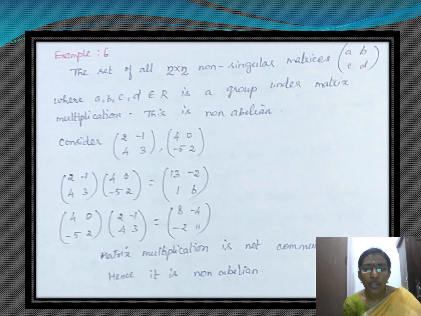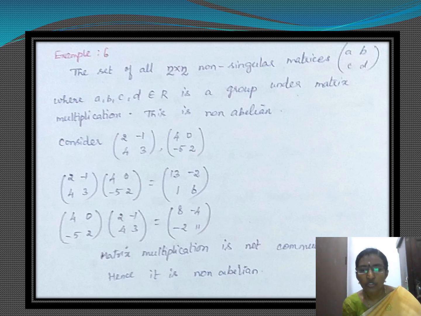Next, example number 6. The set of all 2 by 2 non-singular matrices [a, b; c, d], where a, b, c, d belong to R, is a group under matrix multiplication, and this is non-abelian. The set of all 2 by 2 non-singular matrices under matrix multiplication, we already proved that it will become a group. Now we are going to prove this is not abelian.